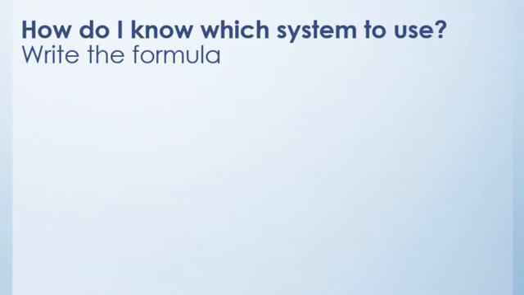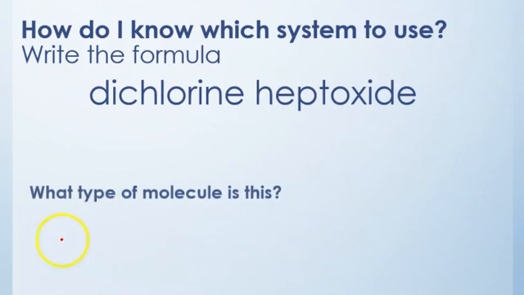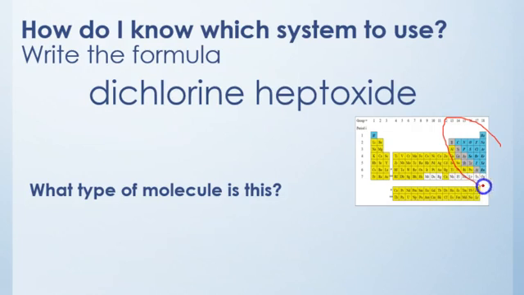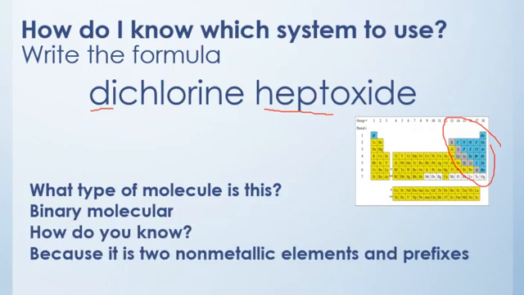How do I know which system to use to write the formula for dichlorine heptaoxide? It's just heptaoxide. There's no A in there. What is the type of molecule that I have? Both of these things are nonmetals. My biggest indicator for this is that it has prefixes, and the prefixes let me know that this is a binary molecular compound. How do I know? It's because of the prefixes and they're both nonmetals.